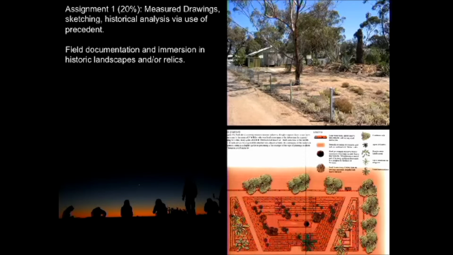The first assignment includes measured drawings, sketching, and historical analysis using precedent. And although you'll see these images depict my students in desert landscapes, that I have been taking students out into arid regions of Australia and exploring landscape design in those sorts of places, I can't promise you that we will be doing desert trips within this particular subject, because it's a much smaller component of the assessment.